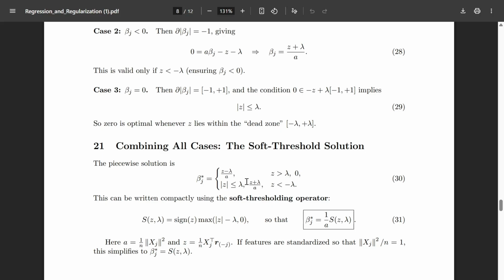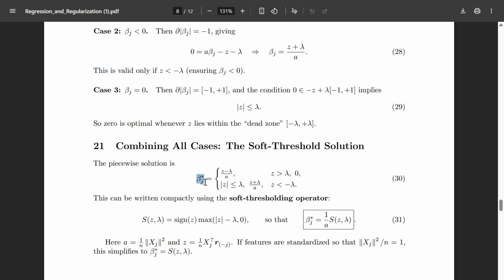So again, the piecewise solution. We'll look at the piecewise solution. We are trying to find an optimal beta j. That is the coordinate descent. We are trying to find a coordinate descent of one particular parameter, that is beta j, on the Lasso regression problem, which has an L1 term, so that is not differentiable.